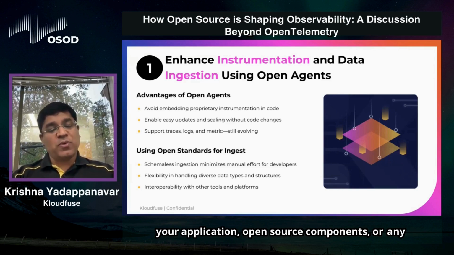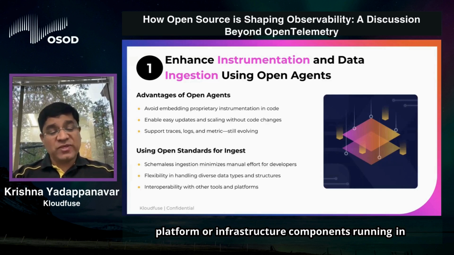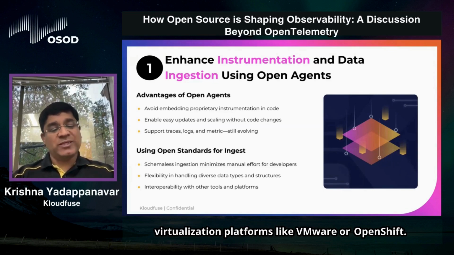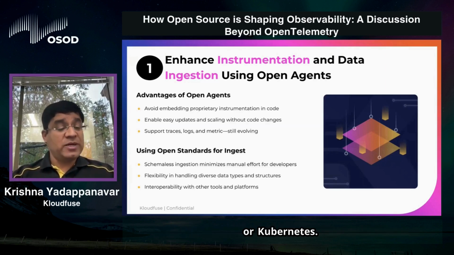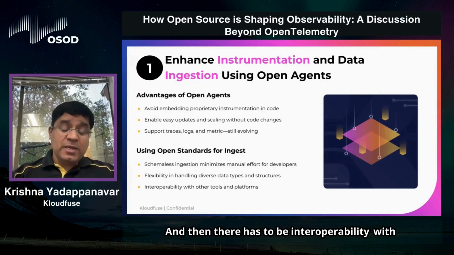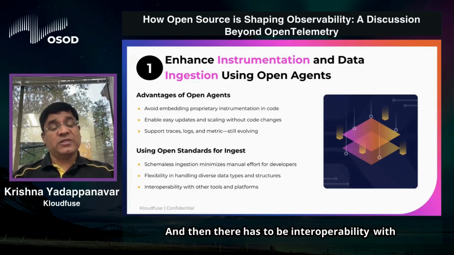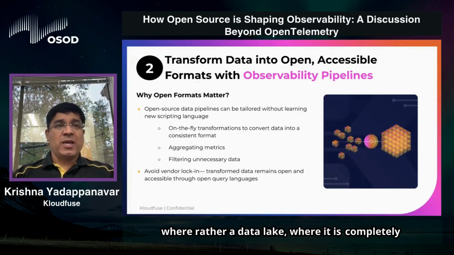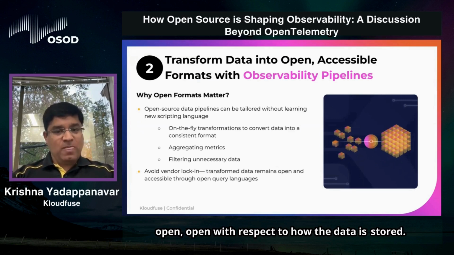whether it is coming from your application, open source components, or any platform or infrastructure components running in different cloud or even on-prem, or the traditional virtualization stand platforms like VMware or OpenShift or Kubernetes. And then there has to be interoperability with respect to all the tools and the platforms. To enable this, we need to think of a platform, rather a data lake, where it is completely open with respect to how the data is stored.